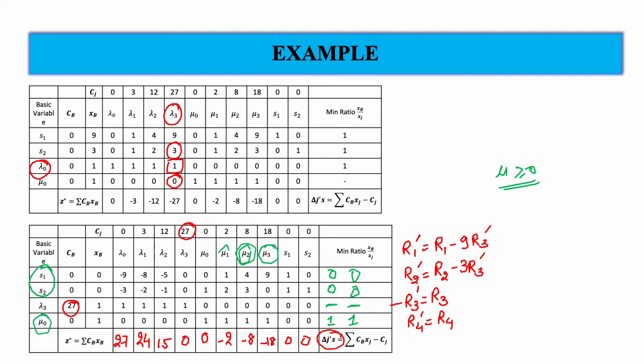Next is mu1. If we enter mu1, the ratio is again 0 divided by 1 is 0, 0 divided by 2 is 0, 1 divided by 0 is not defined, 1 divided by 1 is 1. So again we can leave s1 and s2. But now if we are entering mu1, that will be adjacent to mu0, so it is allowed.